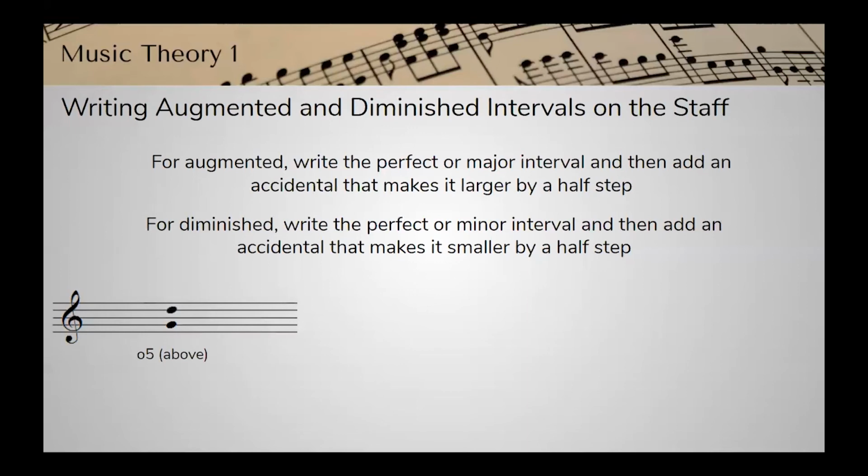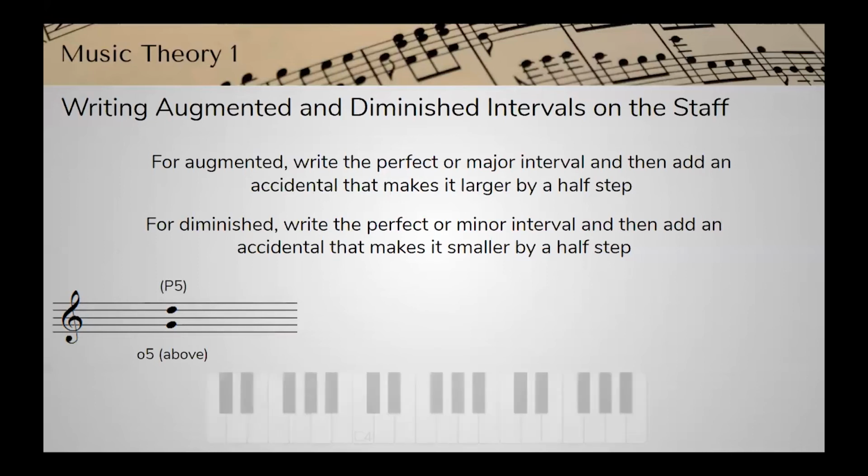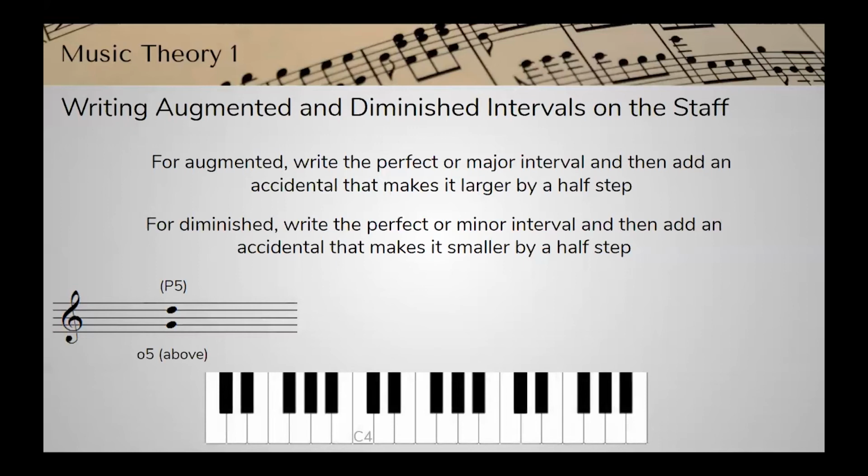Okay, so we'll start by writing the perfect version of this, because a fifth can be perfect, right? And so that is a D natural. And we want to make this into diminished, because right now it's perfect. So let's look at that on the piano to kind of visualize what it means to make something smaller. So that's the note G on the piano.